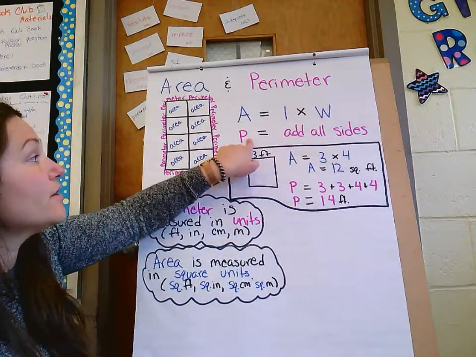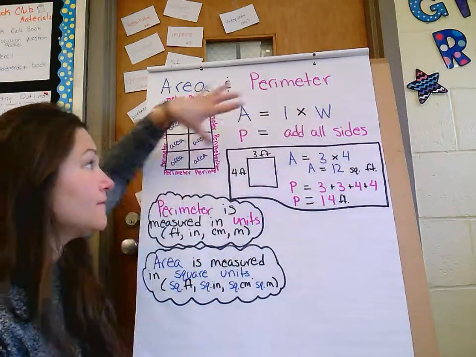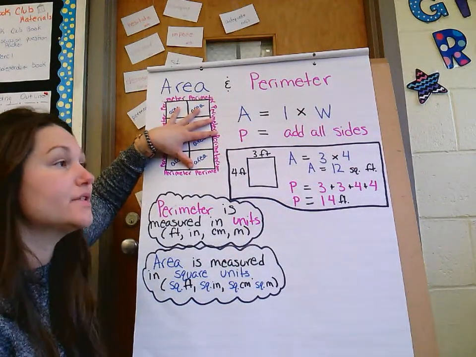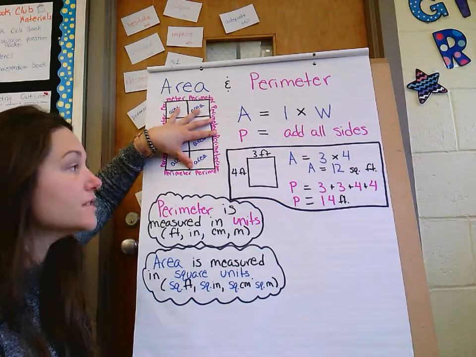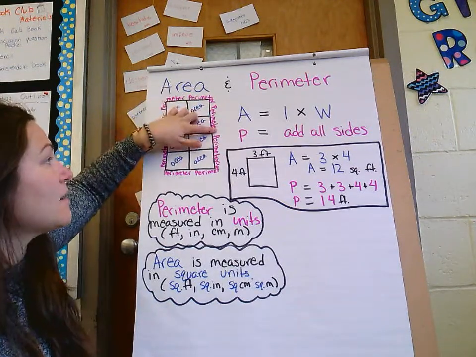So to find the perimeter, we just add up all of the sides. If it's a 4-sided figure, you're going to be adding 4 numbers. If it's a 5-sided figure, you'd add 5 numbers. Whatever it may be, you just add up the side lengths.